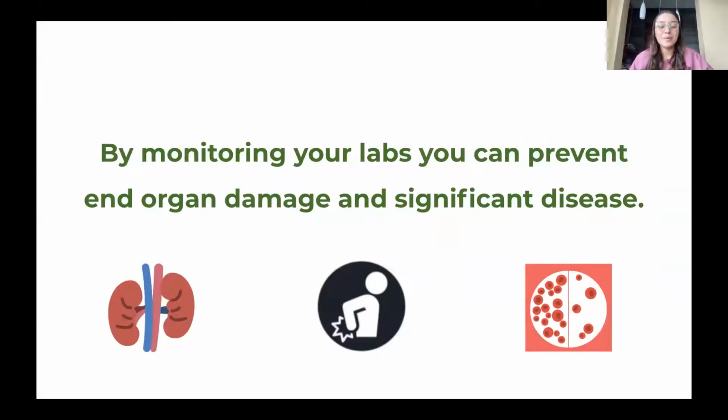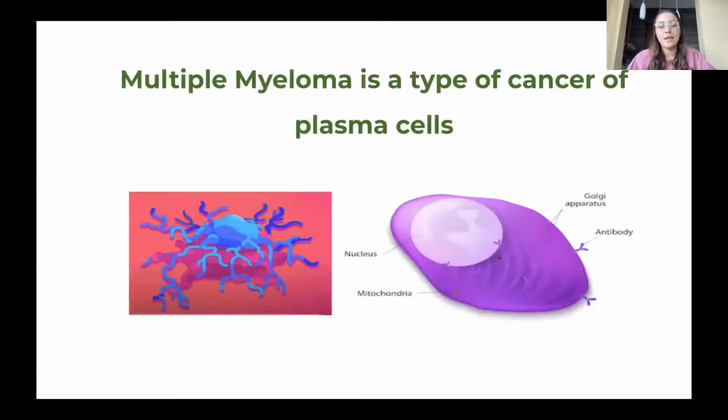It is really important to mention that by monitoring your labs, you can prevent end organ damage and significant disease. This is really helpful because by monitoring your important labs, especially the myeloma markers, whether they are going up, going down, or remaining stable, we can take action and prevent disease progression. This is why it's really important to know about the labs that we are going to talk about today.